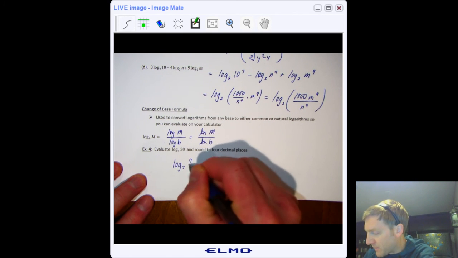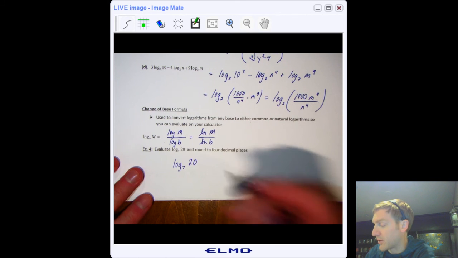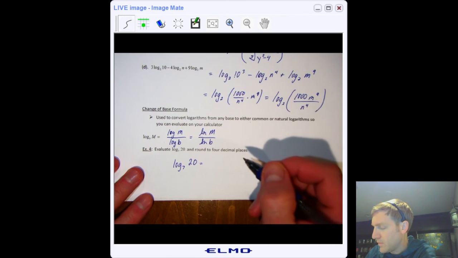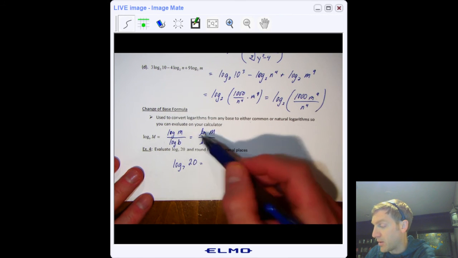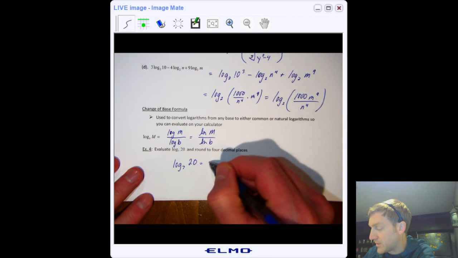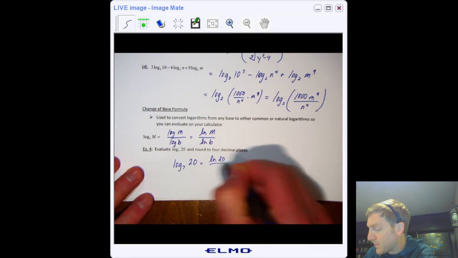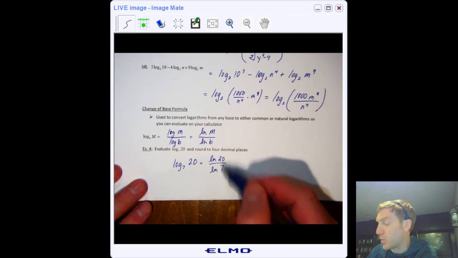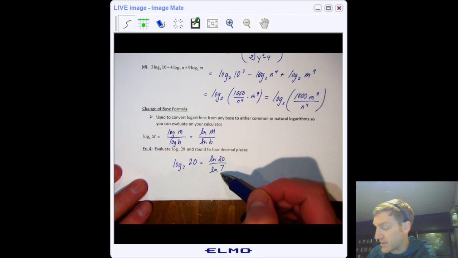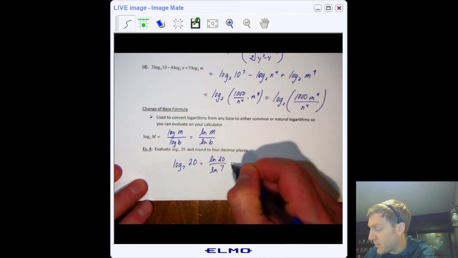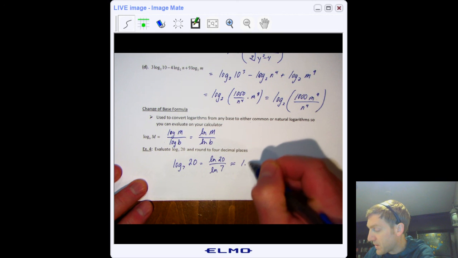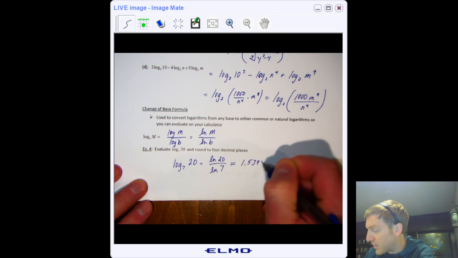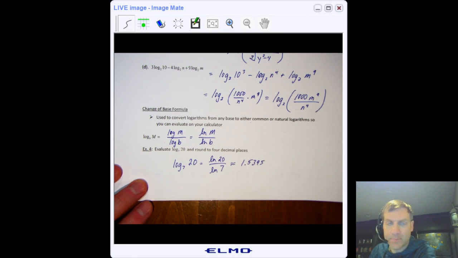Suppose we evaluate log base 7 of 20, and get out your calculator to do this. Once again, you can choose either common log or natural log. I like natural log better, so I'm going to use that. It's the natural log of 20 divided by the natural log of 7. Notice it's not the natural log of 20 over 7, right? That's different. It's the natural log of 20 divided by the natural log of 7. Do that in the calculator, and you get 1.5395 approximately.